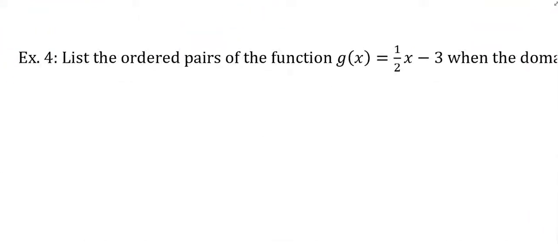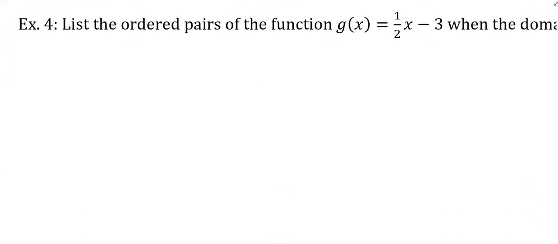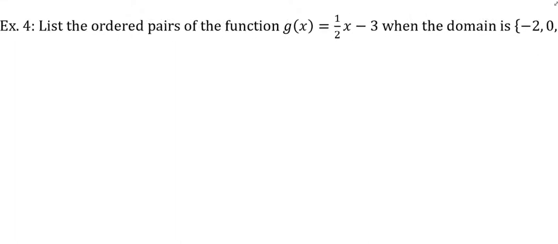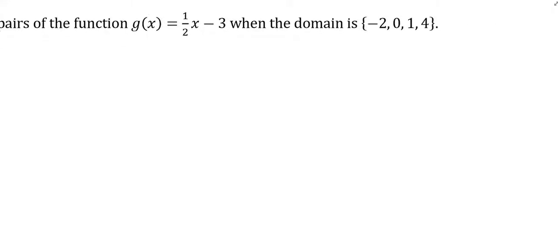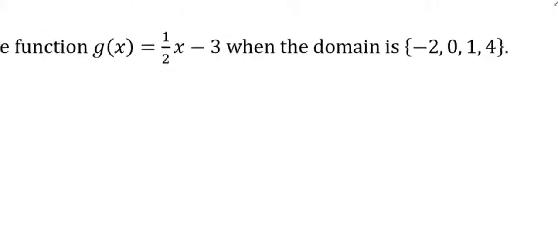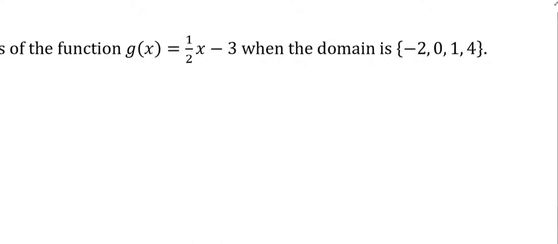Last example. This is just here because I think there's a question like this in the practice tonight. List the ordered pairs of the function g at x equal to 1/2 x minus 3 when the domain is this. So we'll do a little bit of this throughout the course. This is one of the ways we use domain. We say, if the domain is this, then what are the possible ordered pairs, or then what is the range? This is kind of one of the ways that we talk about domain and range.